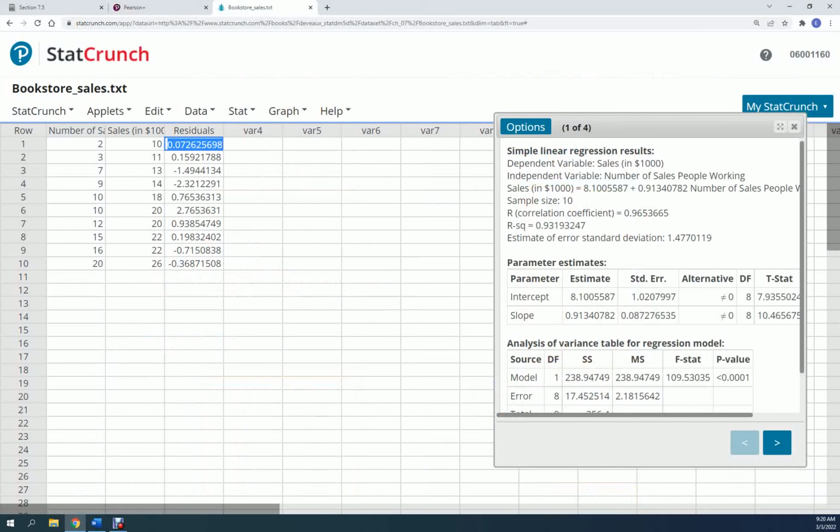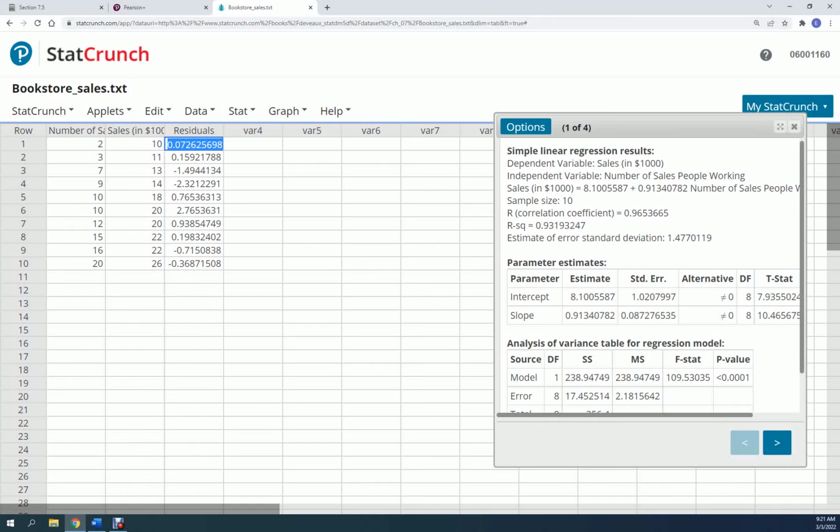So what do these residuals mean? That means for 2 salespeople, we had $10,000 in sales, because that's in thousands. And my residual is the difference between the actual sales and the predicted. My residual is positive, which means this was 0.07. Let's see, this would be thousands, hundreds, tens. So this would be $72.62 higher than the model predicted.